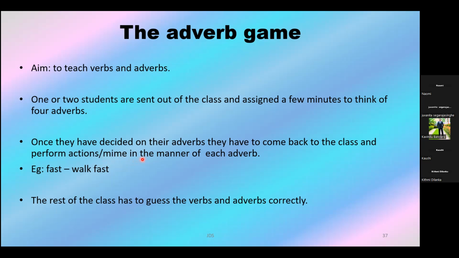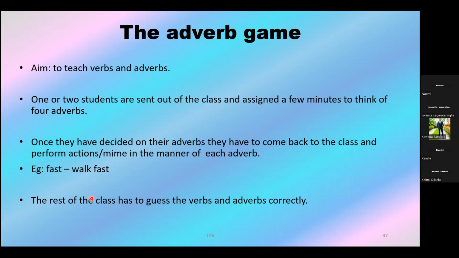Right? So they are not going to speak out the adverb. They have to mime. Example, fast means we are using the adverb fast, want to tell the adverb fast. They will walk fast. They can walk fast or they can show any other gesture that indicates the adverb fast.